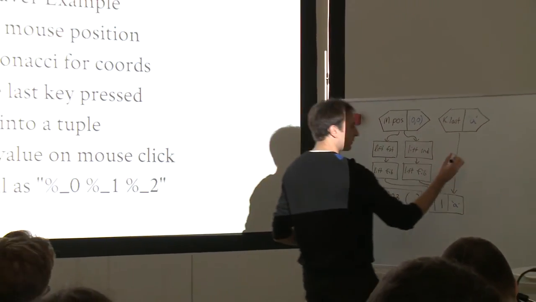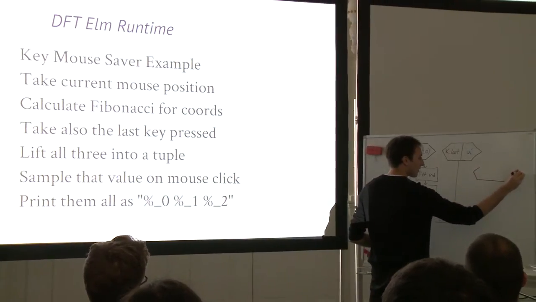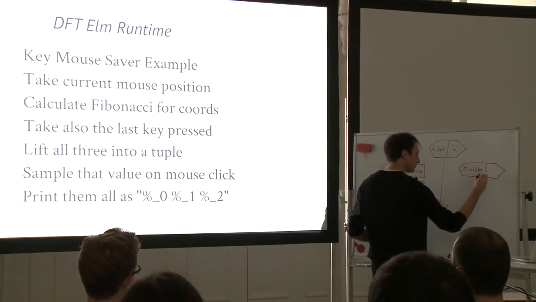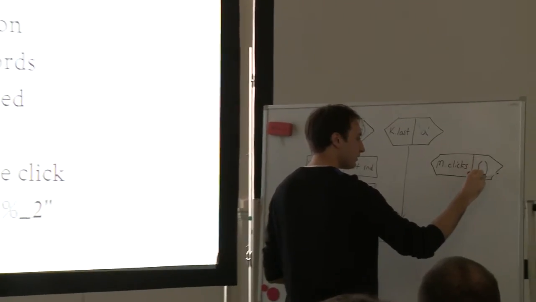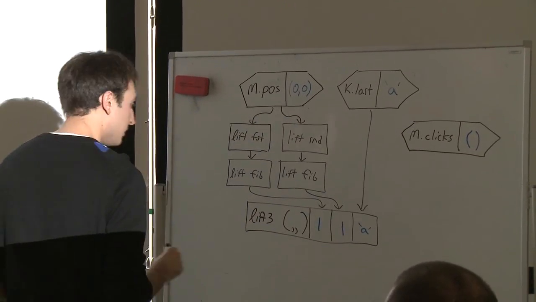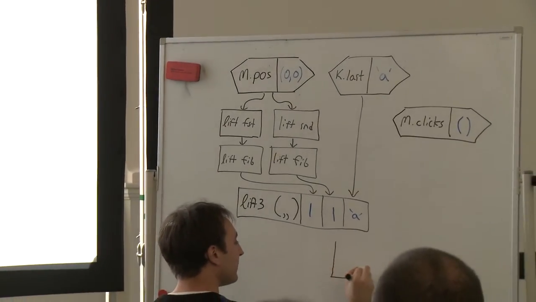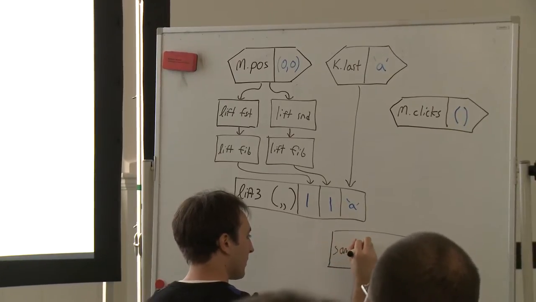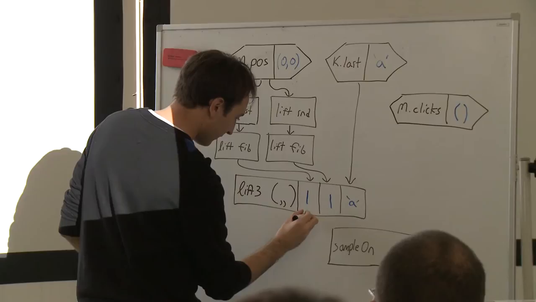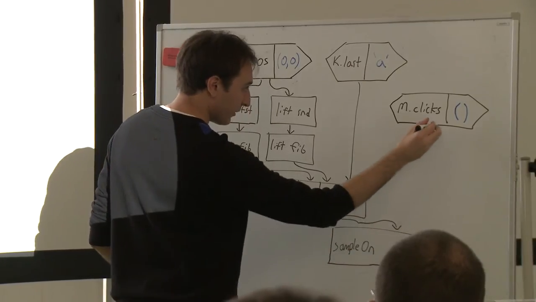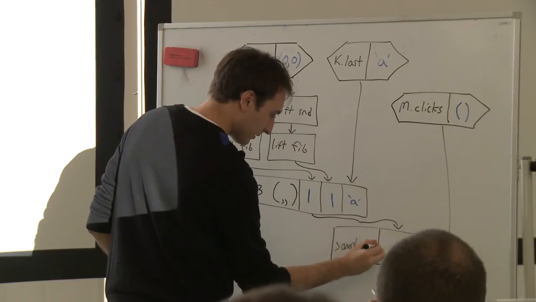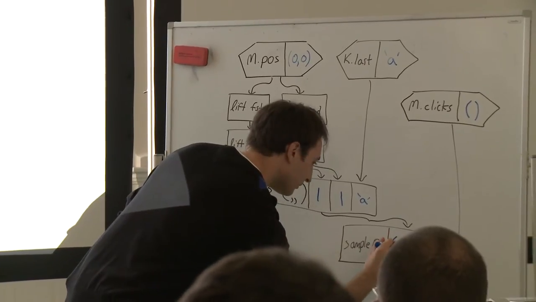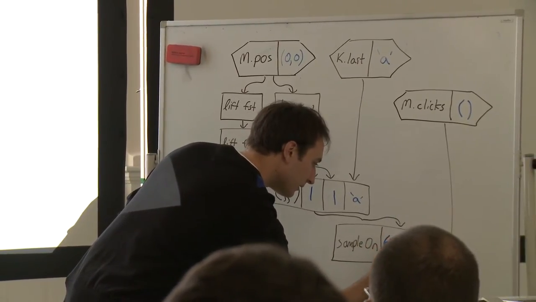And then the last thing we're going to do is we're going to take mouse clicks, which is a unit. We're going to sample, and I'm going to get kind of low here now. And so we're going to take this value here. We're going to sample on the mouse clicks. And so the initial value on sample on is the same thing. It's this tuple of 1, 1, A.